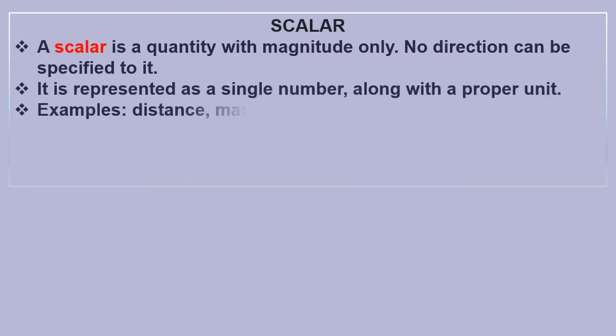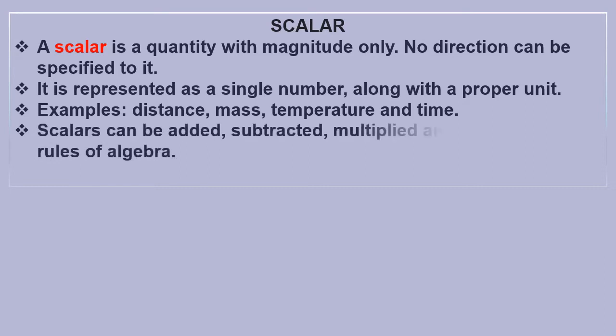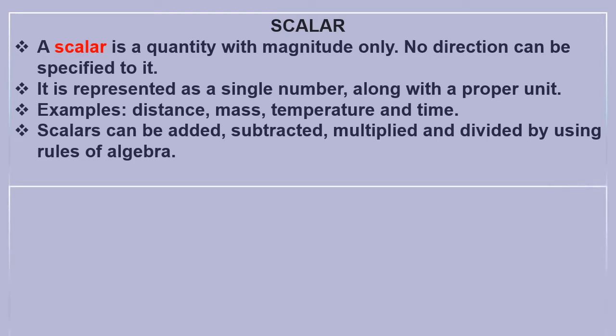For example, distance, mass, temperature, time. For example, when you are measuring the temperature, you just say the temperature is 28 degrees Celsius. So just a number and the proper unit. So all these quantities are scalars. Now scalars can be added, subtracted, multiplied and divided by using the rules of algebra. These are scalars. Now the next is vectors.